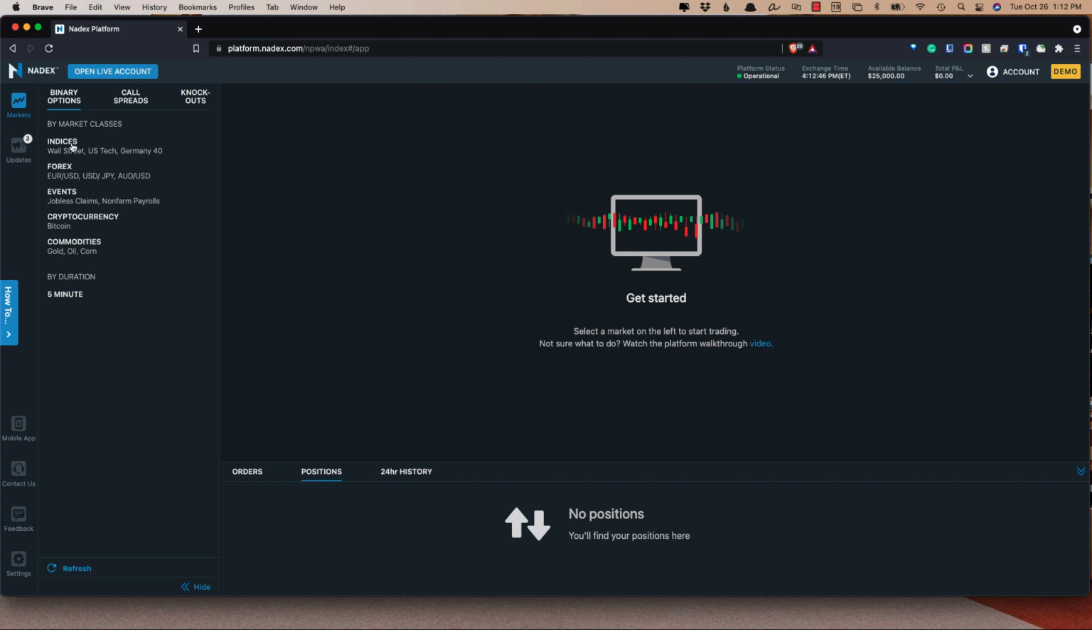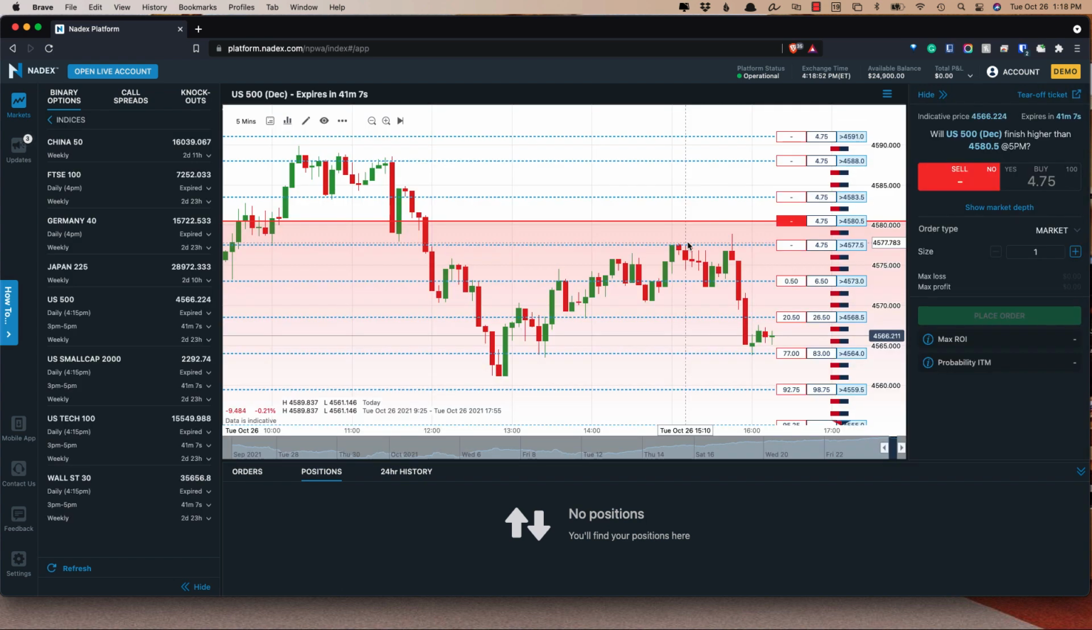So we're diving in right now, looking at the three different products they have here. There are binary options, call spreads, and knockouts. For this walkthrough, we're going to focus on the binary options product. So let's take our look at our first trade here on the Nadex platform using binary options.